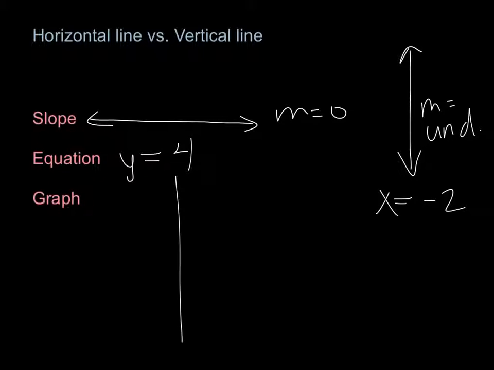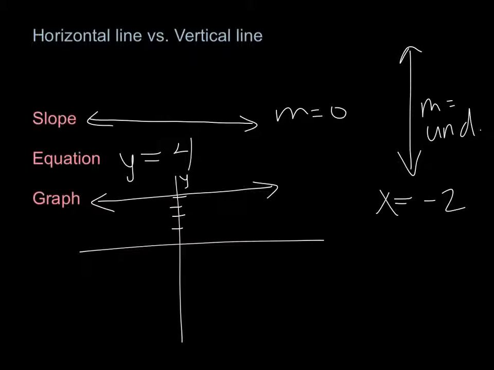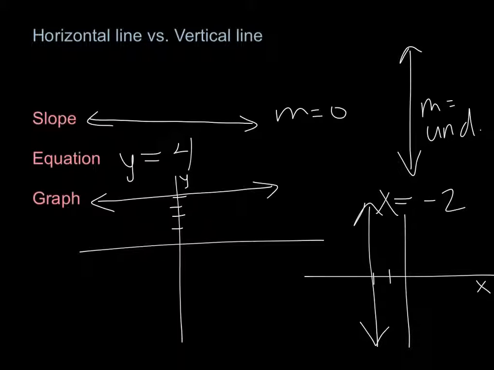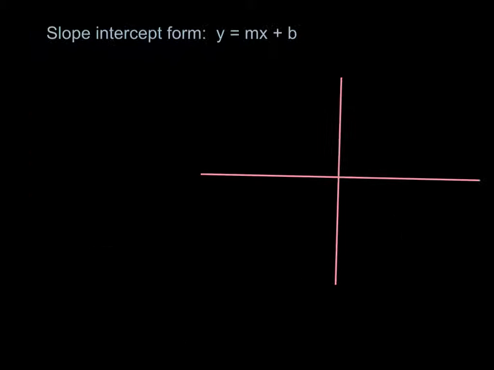So let's graph each of these. For a horizontal line at y equals 4, we're going to start on the y-axis and go to 4, and this is the line. For a vertical line, it's x equals negative 2, so on the x-axis we're going to go to negative 2, and it's a vertical line. You need to know those rules.